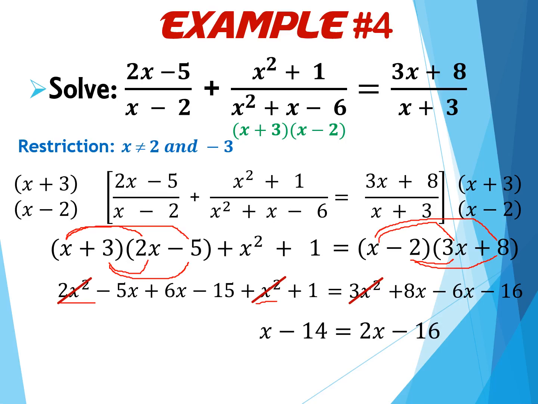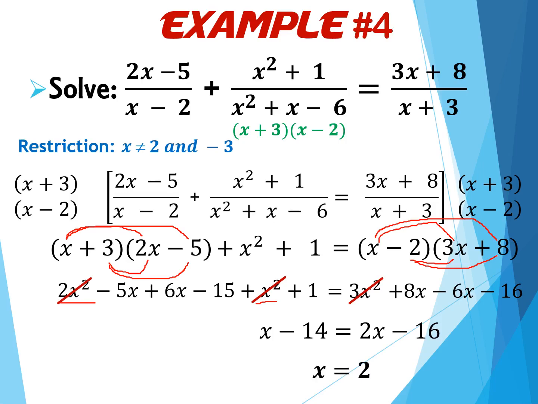And then we copy negative 16. And then combining similar terms or transposing, you have 2x. This will be minus x. And then that will give you x, and then negative 14 plus 16 will give you positive 2. So x is equal to 2.